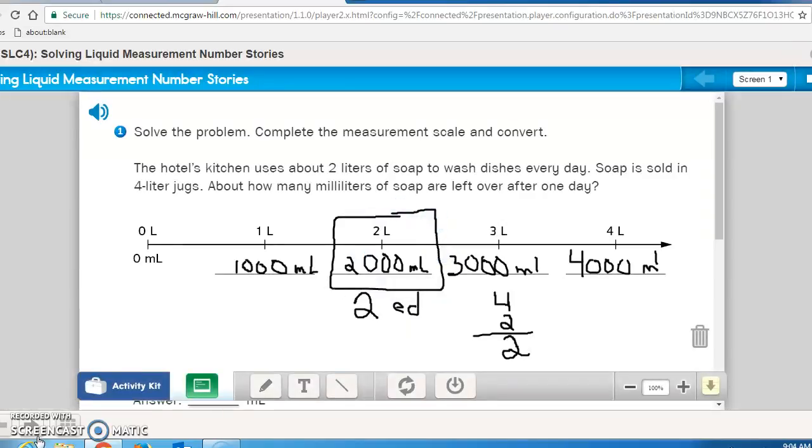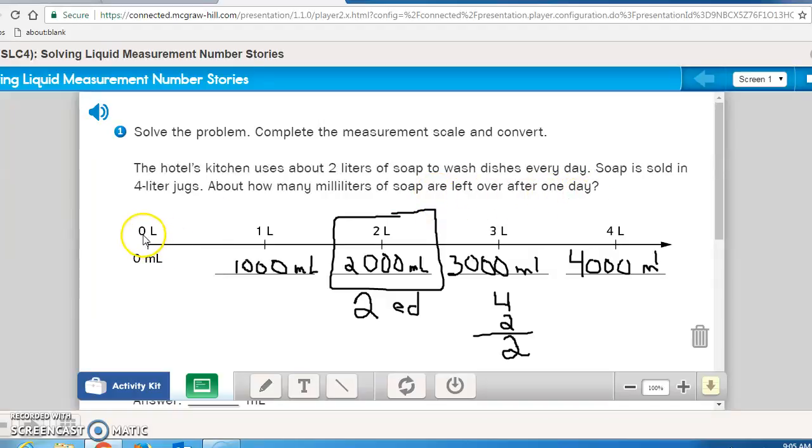So, solve the problem and complete the measurement scale and convert. It says the hotel's kitchen uses about 2 liters of soap to wash dishes every day. Soap is sold in 4-liter jugs. About how many milliliters of soap are left over after 1 day?